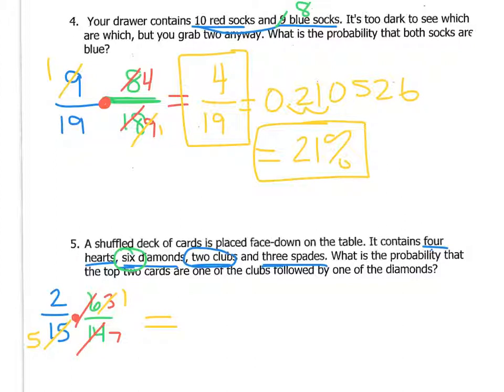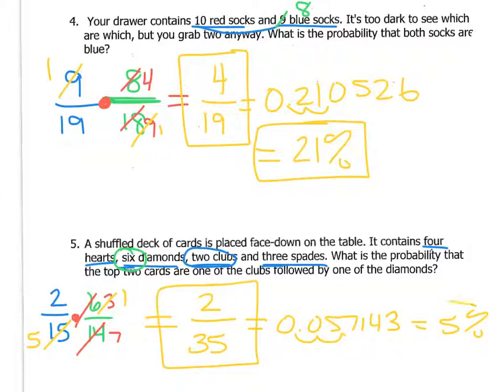So now if we multiply straight across, we get 2 over 35. So the probability that it would be a club on top followed by a diamond would be 2 out of 35. And if you divide that, you get 0.057143, which is the same as 5%. So it's a 5% chance of that happening.